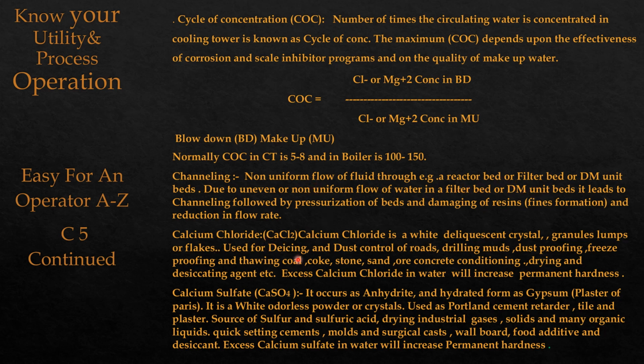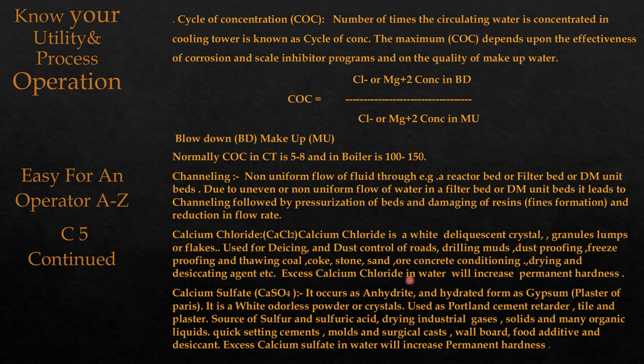Next we can see calcium chloride, CaCl2. Calcium chloride is a white deliquescent crystal, granules, lumps or flakes. Normally it is used in de-icing, dust control of roads, drilling muds, dust proofing, freeze proofing, and thawing coal, coke, stone, sand, or concrete conditioning, drying, and used as a desiccating agent.